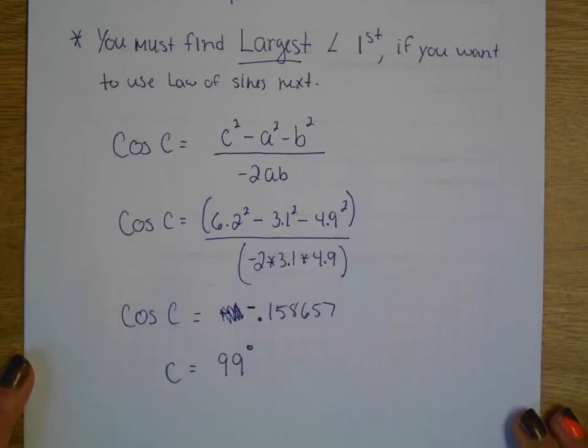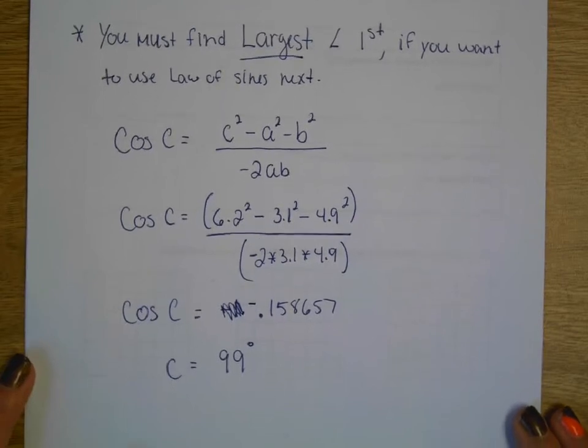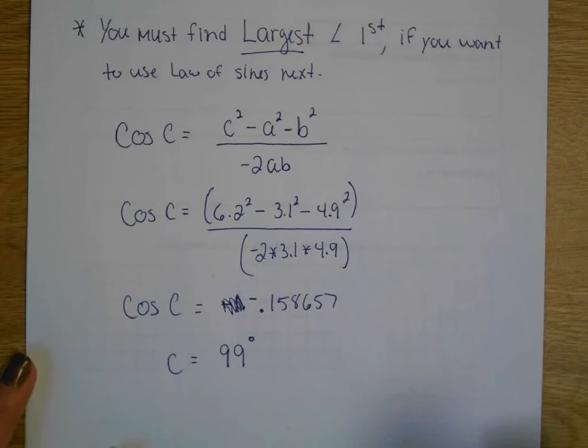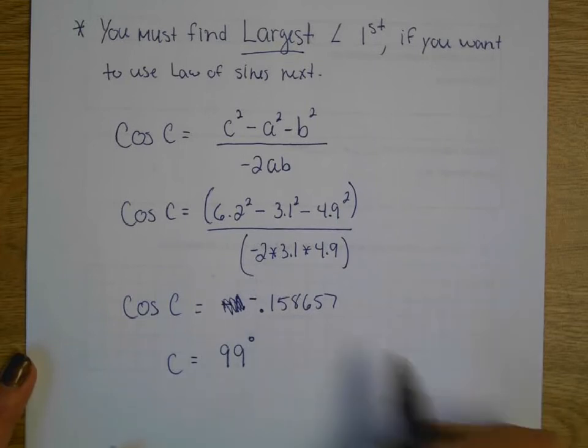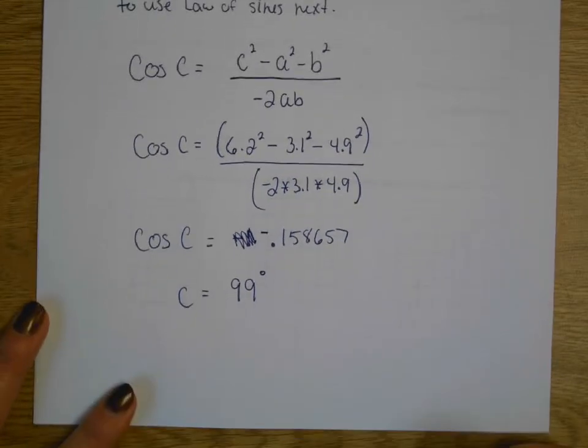So was the answer 0.1586 and then you did the inverse? Or was it negative? Negative 0.158657 and so on. And then you did the inverse cosine of that, and that came up with 99.